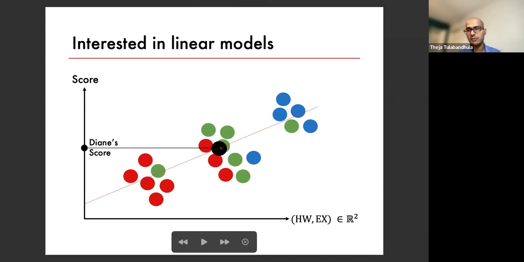So in that sense, for the black dot, you can get some estimated score, which is what the linear fit suggests. The dotted line suggests that if the black dot lies here on the x-axis, then on the y-axis you can read off the y coordinate there and that's the score for Diane.